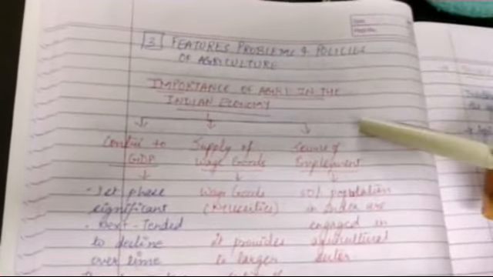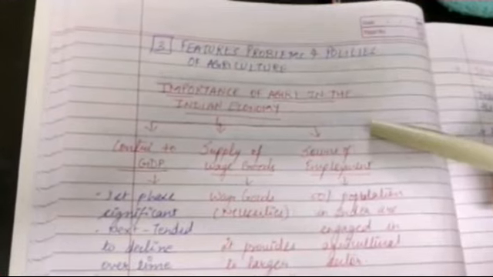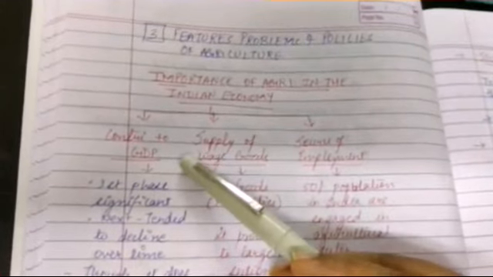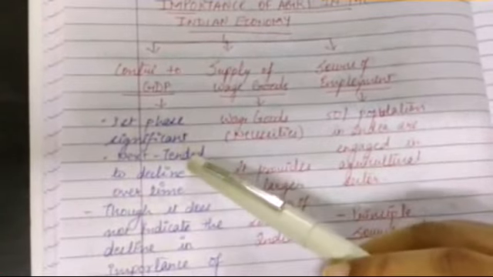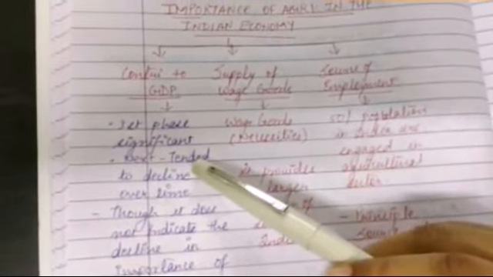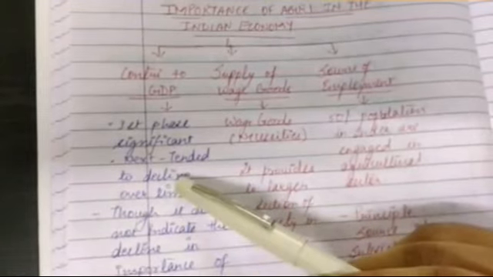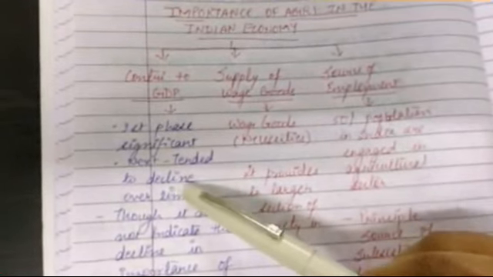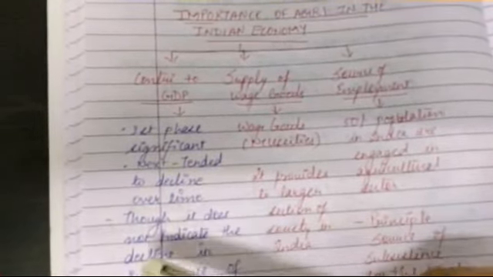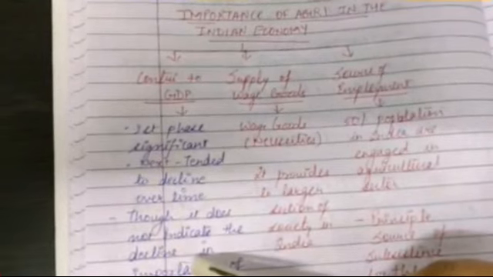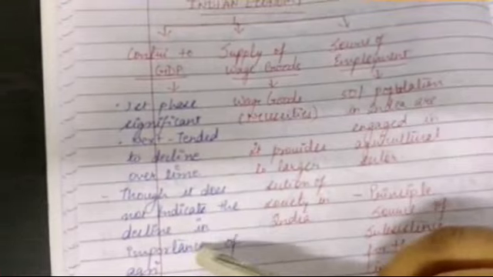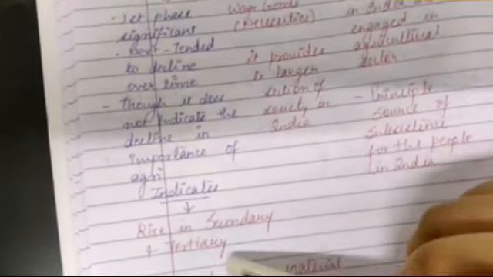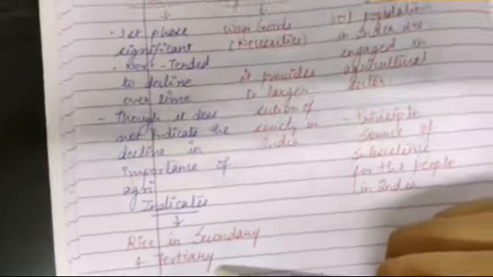So going on with the importance of agriculture in the Indian economy, the first is the contribution to the GDP. As we have already seen, the first phase had a significant share in GDP. At the next level, the GDP share of agriculture tended to decline over a period of time, which does not mean a decline in agriculture, it means a decline in the importance of agriculture. It can also indicate a rise in the secondary and tertiary sectors.